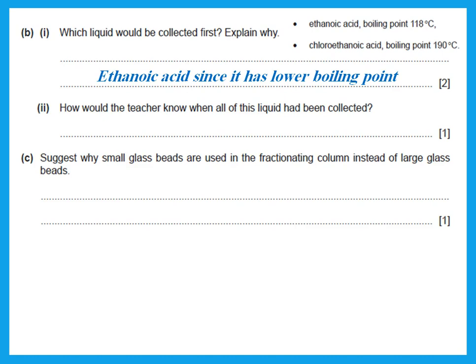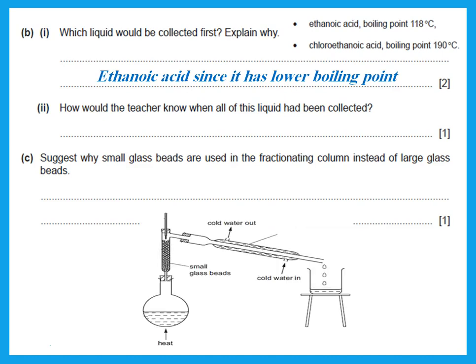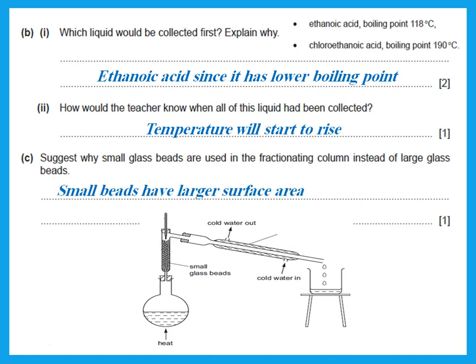How would the teacher know when all the liquid has been collected? Remember we said if we have one of the liquids coming out, then the temperature remains constant. Once all the liquid has been collected, then the temperature will start to rise. Then he says, suggest why small glass beads are used in the fractionating column instead of large glass beads. Always remember that something that is smaller would have larger surface.